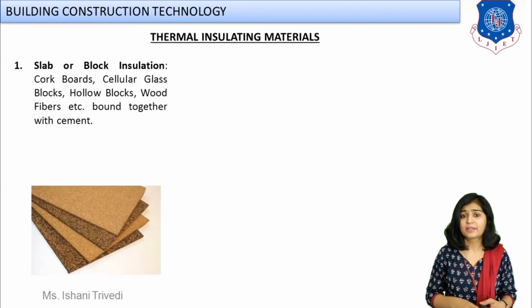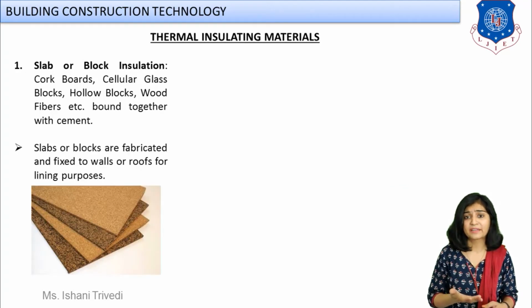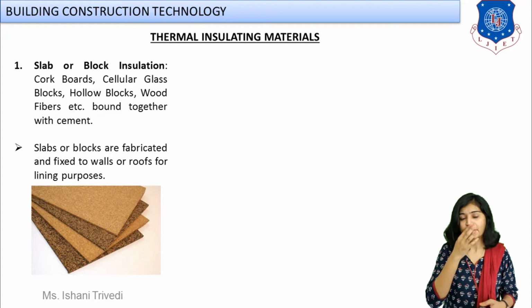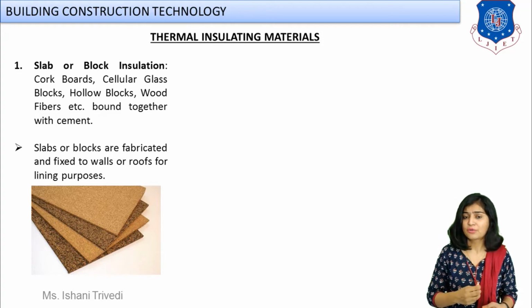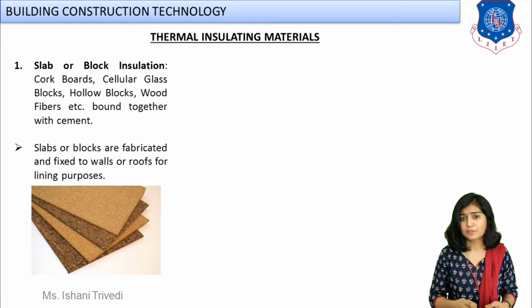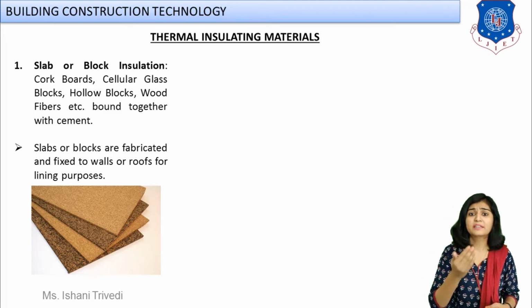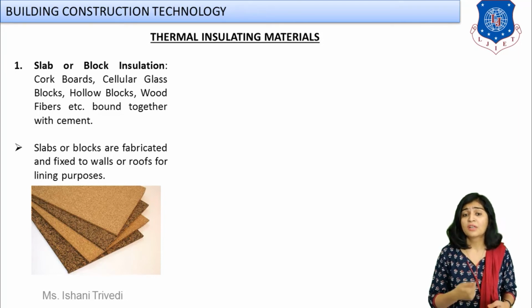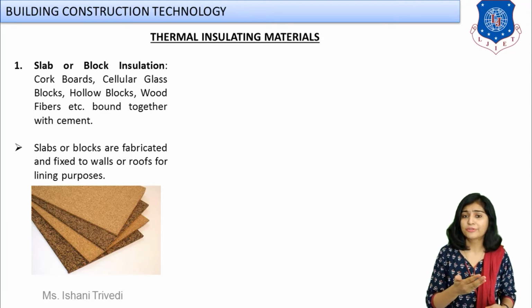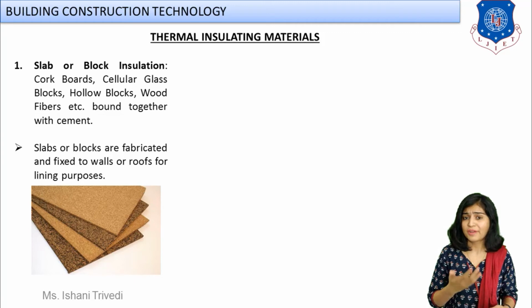Now talking about the thermal insulating materials, how you can achieve this. So first we have slab or block insulation, right? Block insulation means you are going to insert a slab or a block directly into the lining of the wall, and into the ceiling also, right? Now how are these materials made? They are made up of glass, they are glass blocks, they are hollow blocks, and glass fibers can be used in this. You are also seeing one of the blocks in front of you. These are actually slab blocks made up of timber, wood fibers.